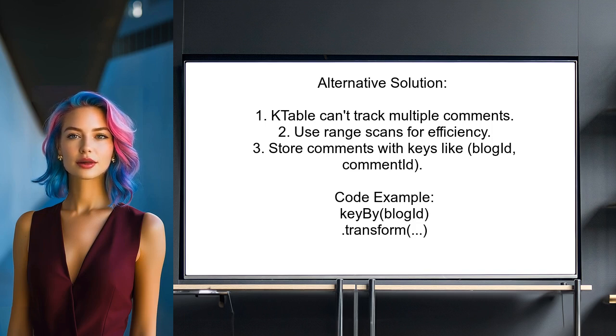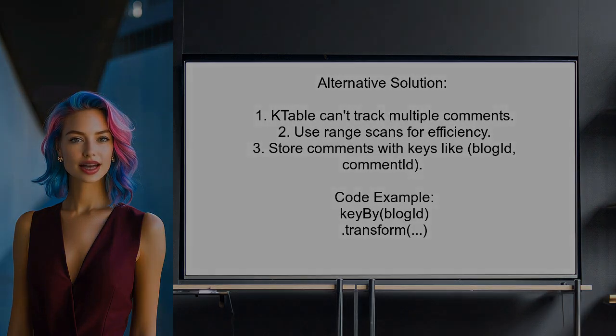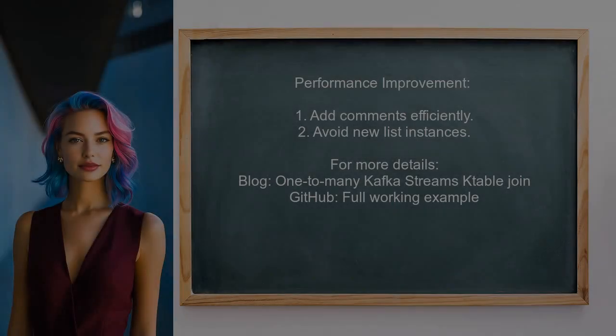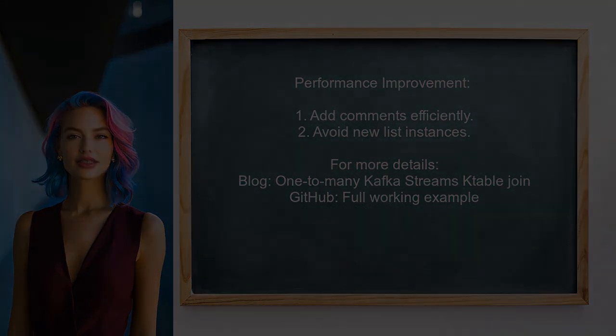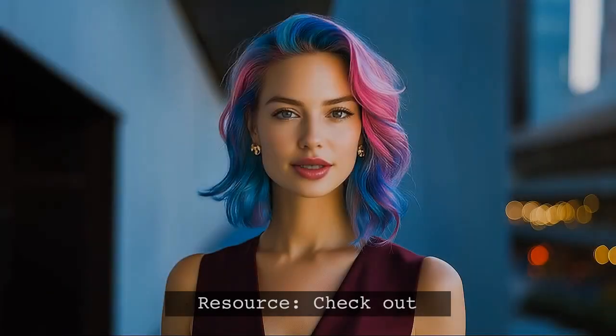This involves storing each comment with a key that combines blog ID and comment ID, allowing for efficient serialization and storage. The user emphasizes that this method allows for adding comments to the state store without creating new list instances each time, improving performance. They also provide links to their blog for more details and a full working example on GitHub. Here's the resource I promised.